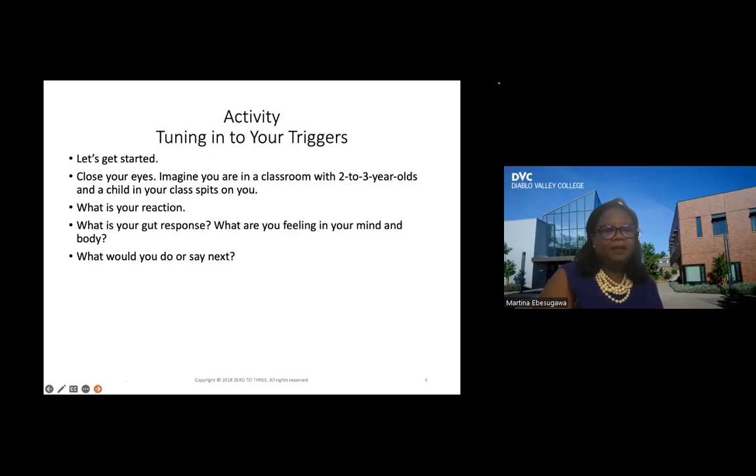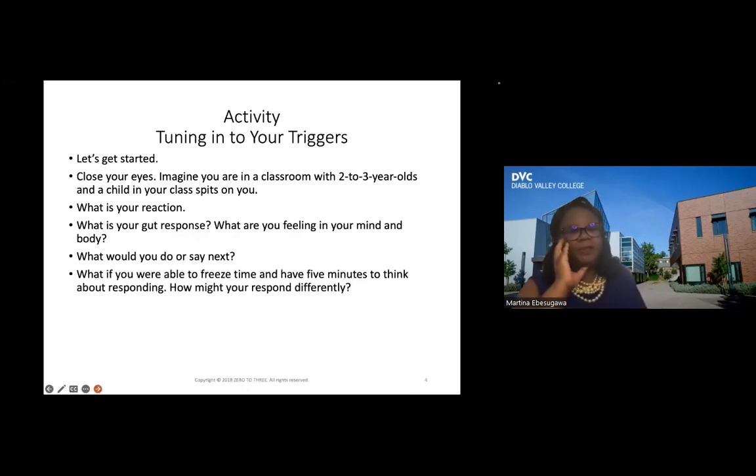As we're thinking about that, what if we had an opportunity to freeze time for about 5 minutes to think about how we're going to respond? How might we respond differently? What could we do differently if we had time to freeze, not have a gut reaction? Elizabeth says they can't say why they did it. Try to find their emotion.